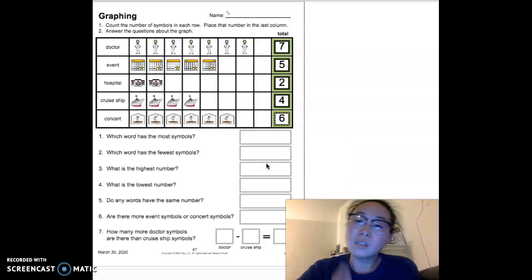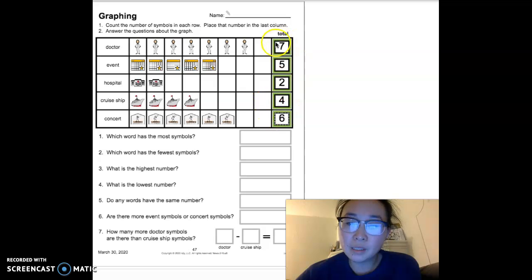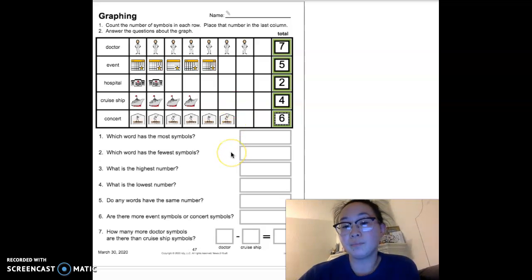6. So we're going to use these numbers here to answer these questions here. Okay, so let's look here. We have doctor has 7, event has 5, hospital has 2, cruise ship has 4, concert has 6. All right, so let's look. Which word has the most symbols? Most. The word that has the most symbols means, which one do you think has the most symbols? I'll give you a moment to think about this.